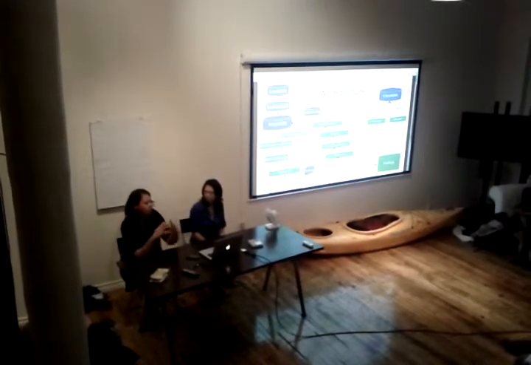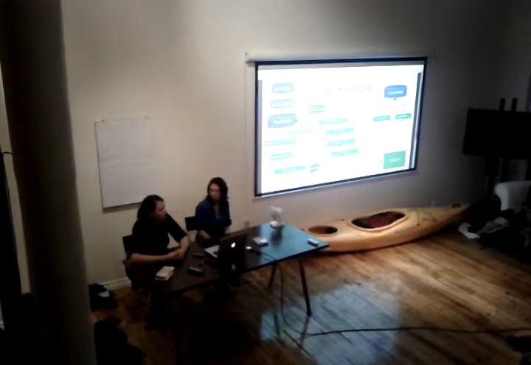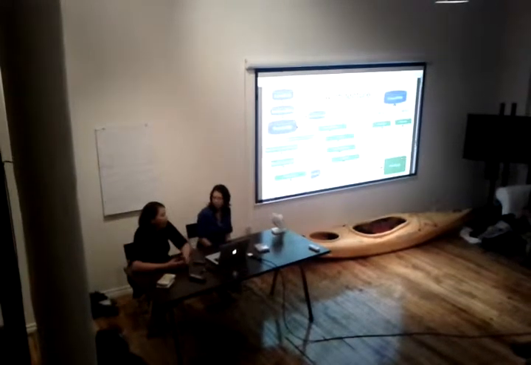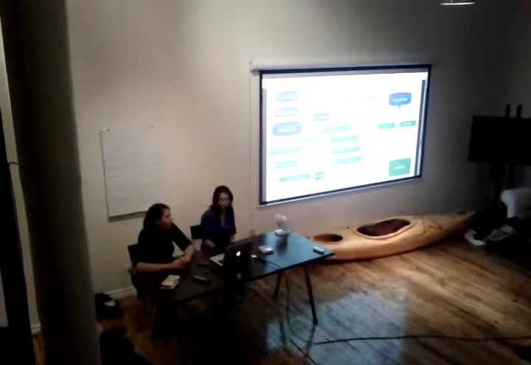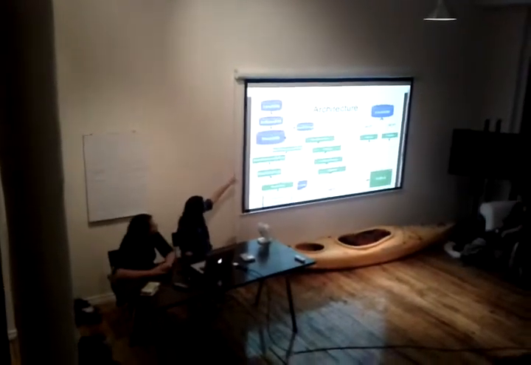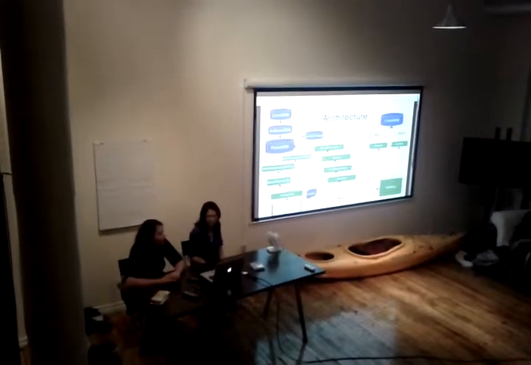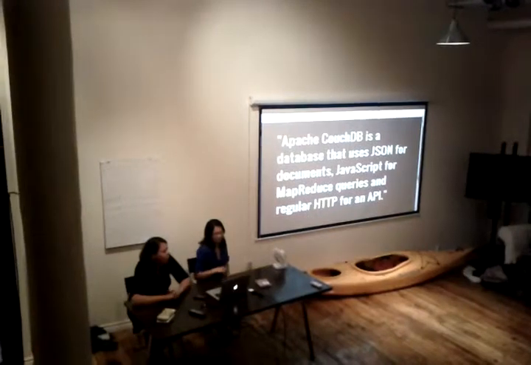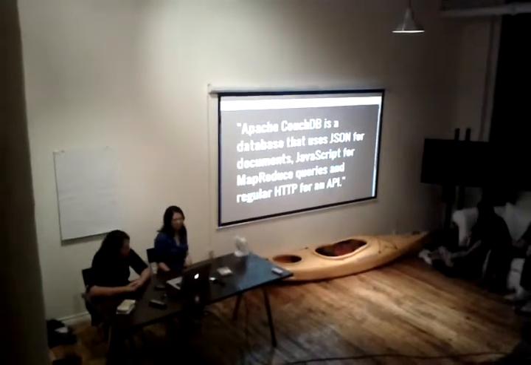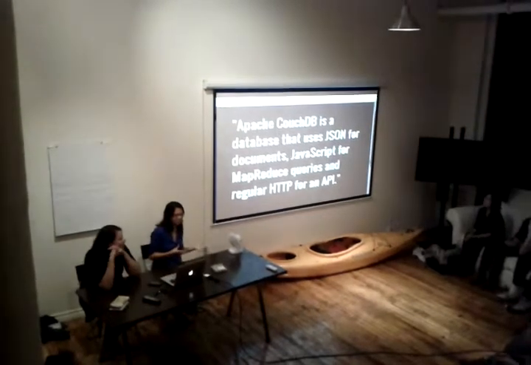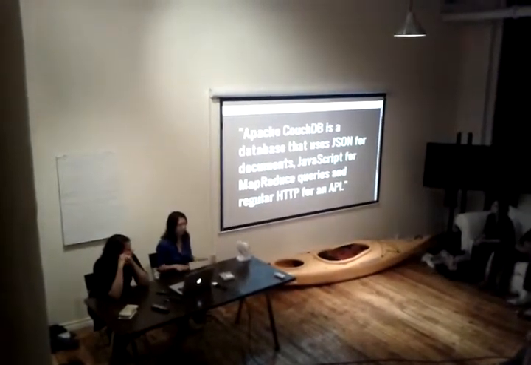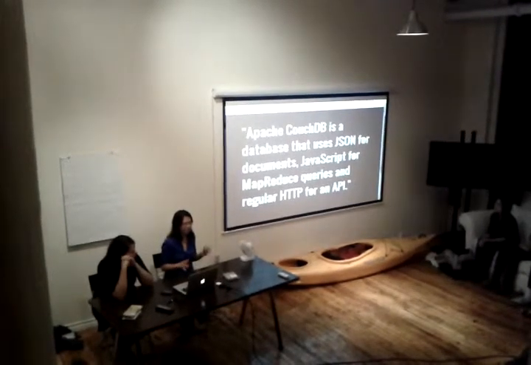So our Node is extremely small because CouchDB is RESTful. It serves the data just fine, and it's authenticated in HTTPS. Okay, so the key ones we're looking at today are PouchDB first, and then we're going to look at REST. So, Apache CouchDB, this is the quote off their website, their little description, is a database that uses JSON for documents, JavaScript for MapReduce queries, and regular HTTP for an API.